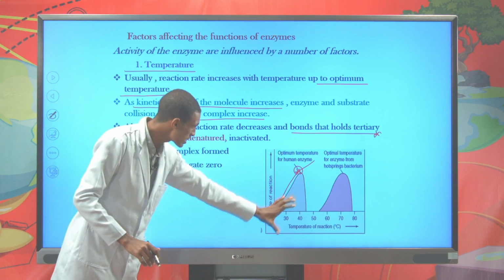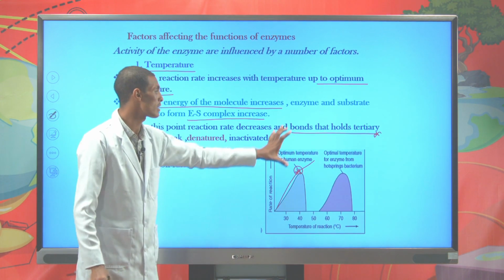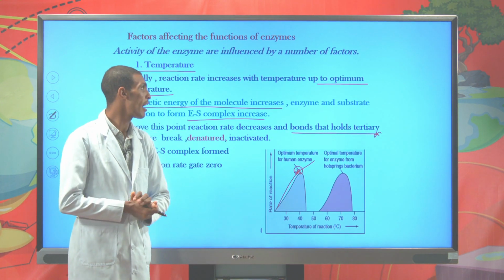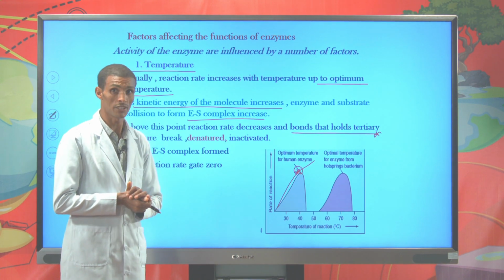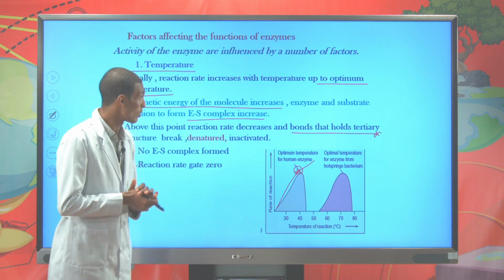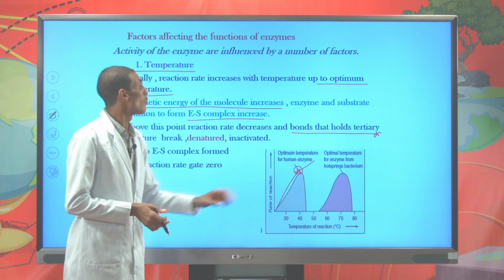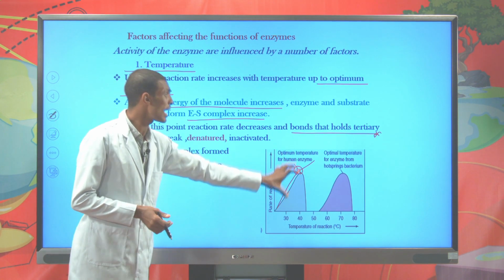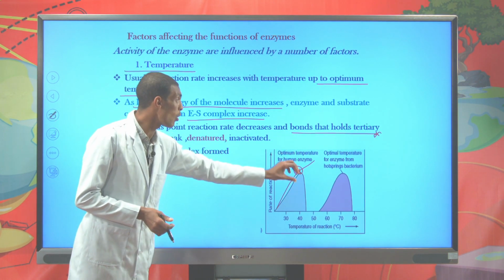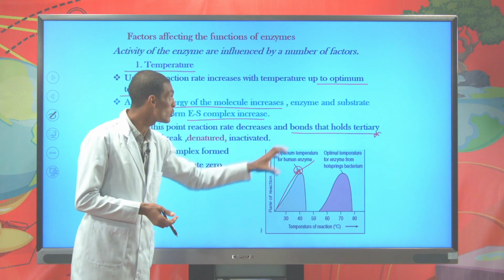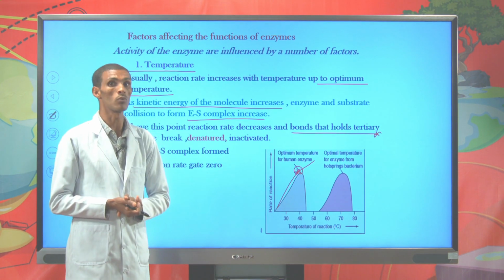So this is a graph that indicates how temperature can affect the rate of reaction. Hint, students: all organisms have their own optimum body temperature at which their body enzymes can work properly.